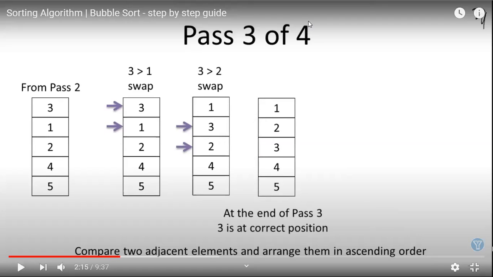And as I told, I don't want to check again with these two, because both elements have already found their place. So no need to cross check with these elements again. This is already sorted. So I'm stopping here itself. So at the end of the pass, my third largest element has also found its correct place.